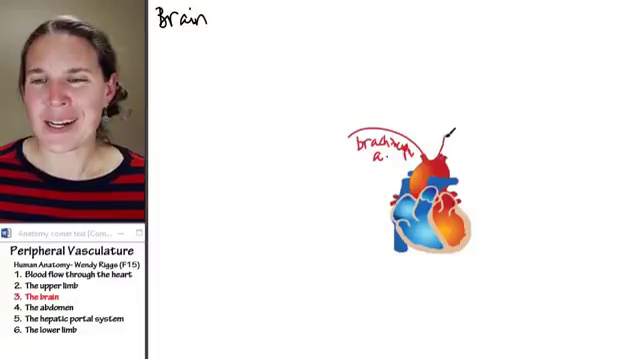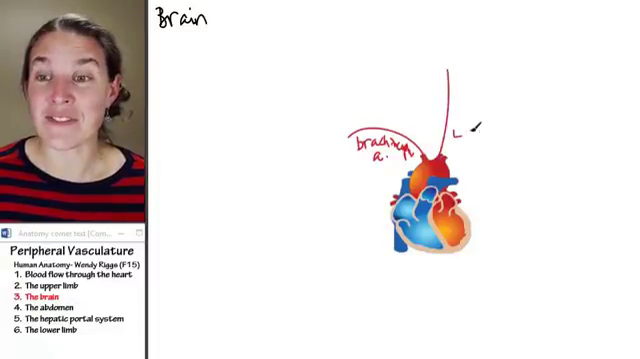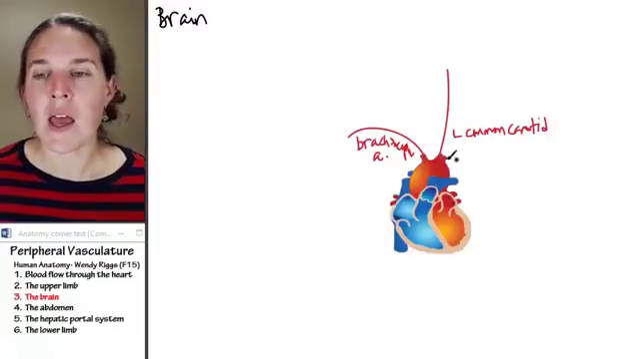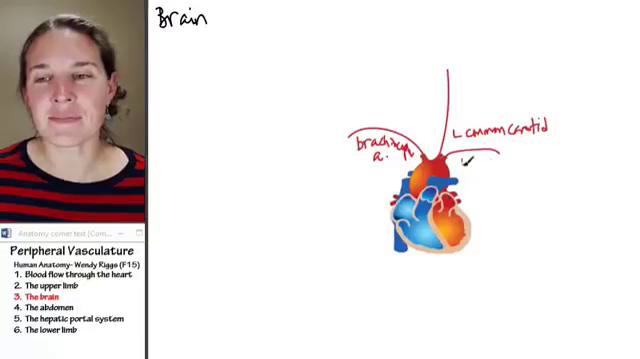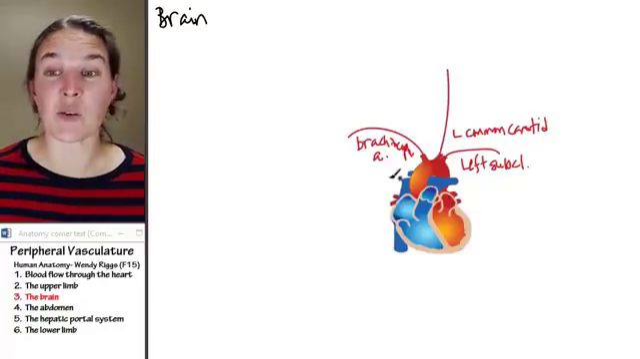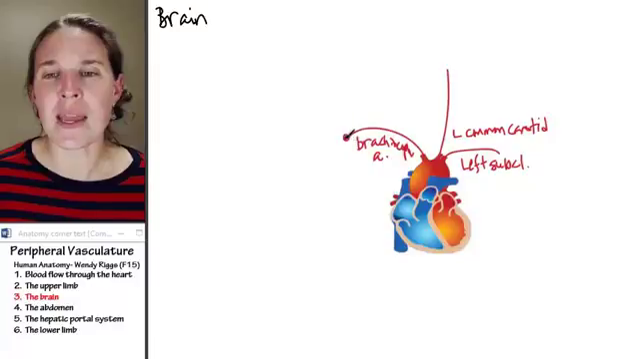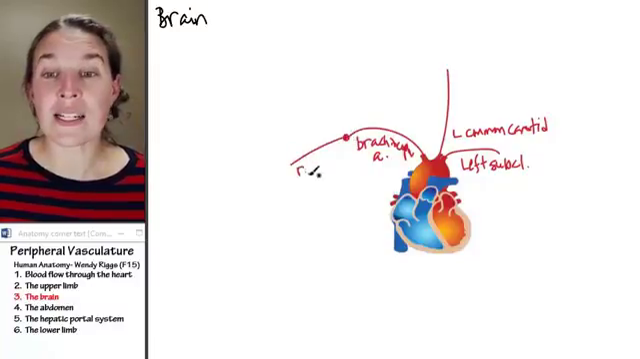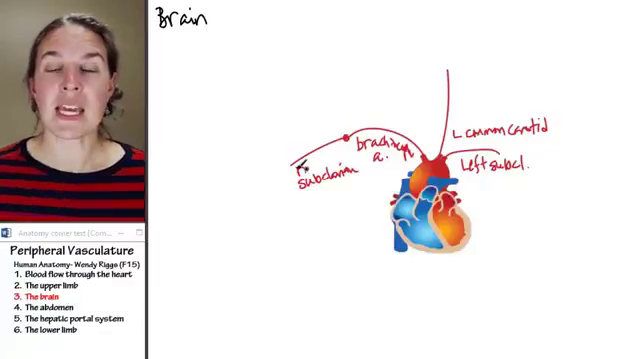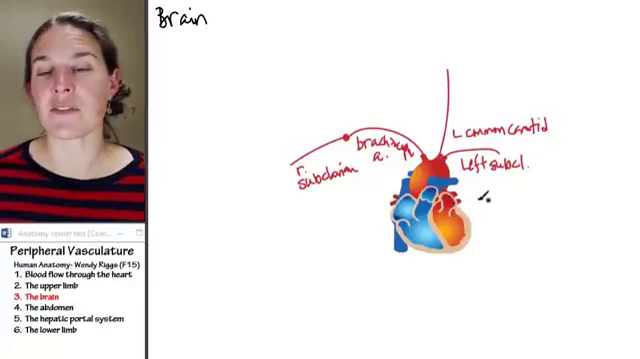So I think it's super obvious that left common carotid would be involved in head, absolutely. But left subclavian also has a branch that heads to the brain. So we're going to make note of right subclavian as well, because there is, like I said, a branch that comes off of it.